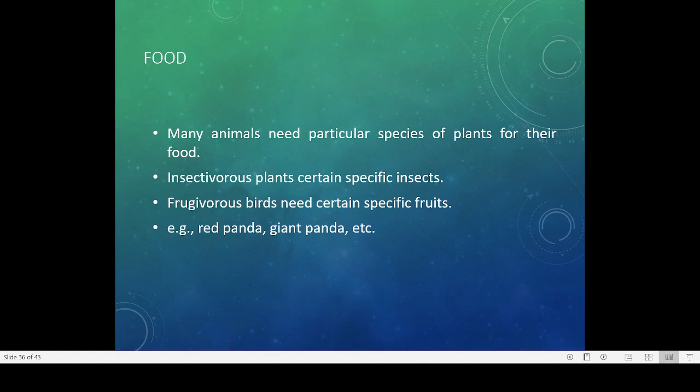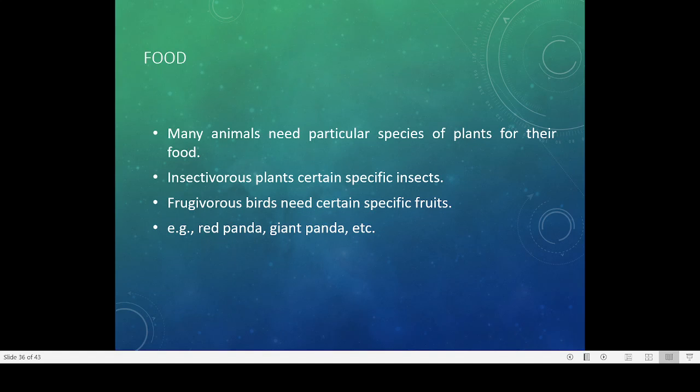Similarly, frugivorous means animals eating fruits, fruit-eating animals. So they also need a certain type. For example, think of the case of a squirrel, or of a bat. They are all depending on certain specific types of fruits. In the absence of those specific types of fruits, these animals may not be able to live or survive.